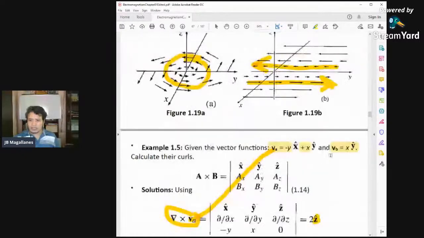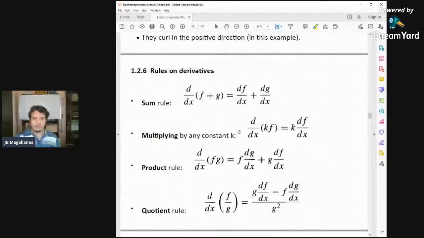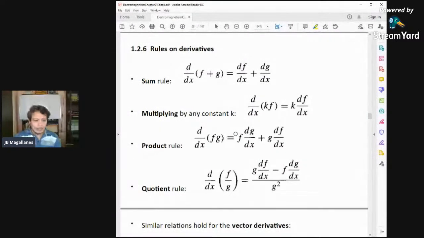It looks like this. The curl on the y-axis is like going, it's also in the Z direction. This one, the first one here, is also in the Z direction. You just use your right hand to determine the direction of everything: the cross product, the curl, everything.